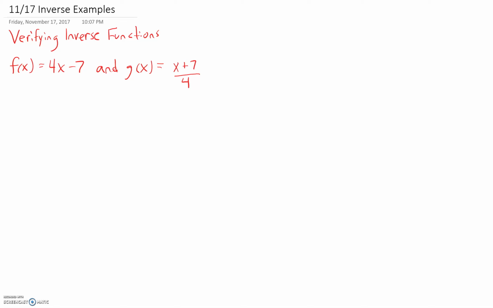So the first rule that we've gone over is composition of f of x, g of x, and that has to equal x. We have to check that first. But we also have to check g of f of x, and that has to equal x. Now, this all comes from our visual of a reflection in the line y equals x.